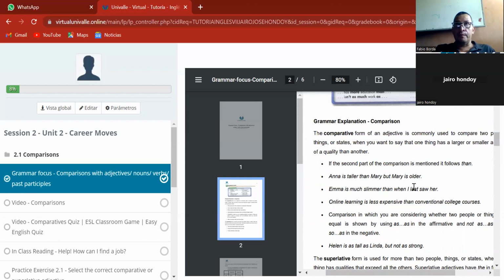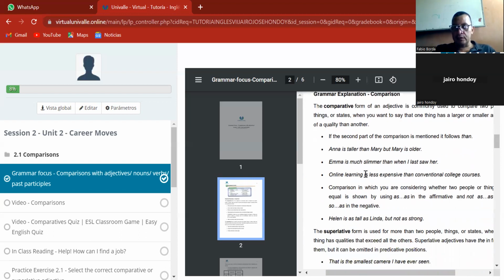Can you understand this comparison, Jairo? Yes. Ana is taller, Ana es más alta than Mary, que María, ¿verdad? Sí, but Mary es mayor. Older, es mayor, exactamente.